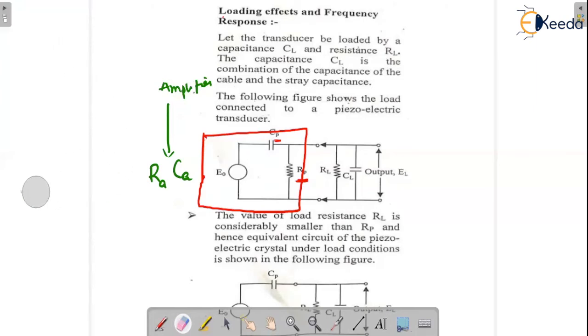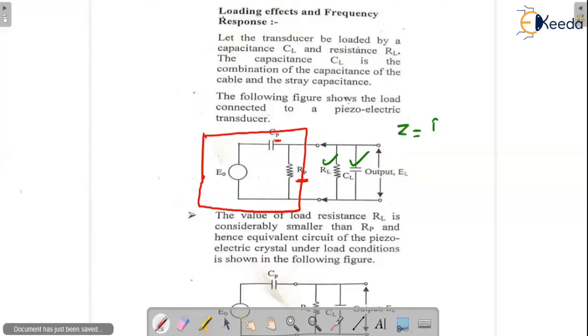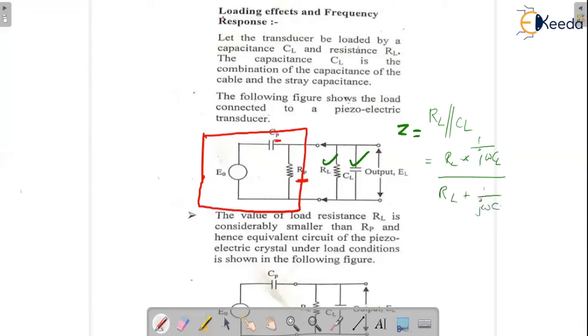I'm connecting a load resistance of RL, and this is RL and this is CL. Capacitance, load can be anything. This is Z is equal to RL in parallel with CL, right? That is RL into 1 by J omega CL by RL plus 1 by J omega CL. This is what you'll write, impedance.